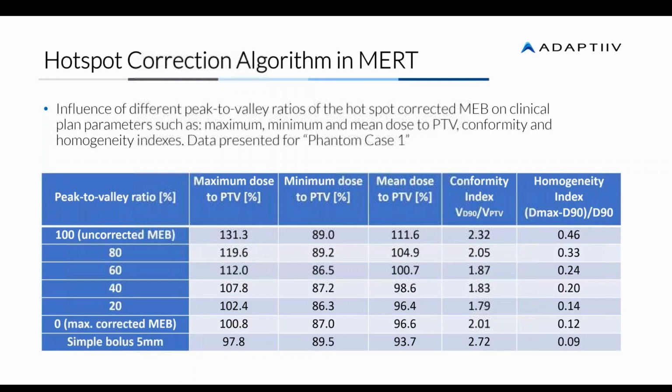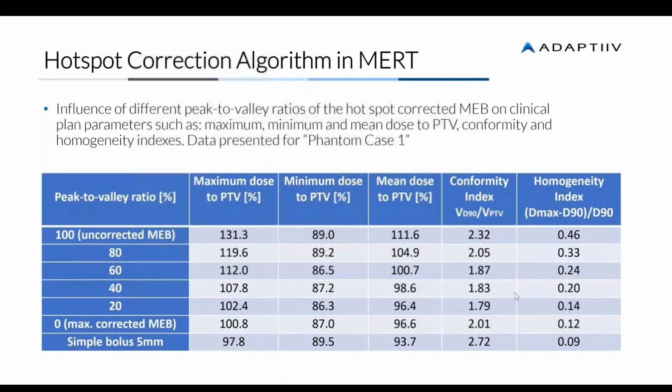So the main point from this table and the takeaway message is that with the hotspot correction algorithm and different peak to value ratios, we can bring down the hotspot to the clinically acceptable level. So there is at least one peak to value ratio that can be used in our hotspot correction algorithm that can bring down the hotspot to the clinically acceptable level, while at the same time maintaining the minimum and mean dose to the PTV, which is clinically acceptable.